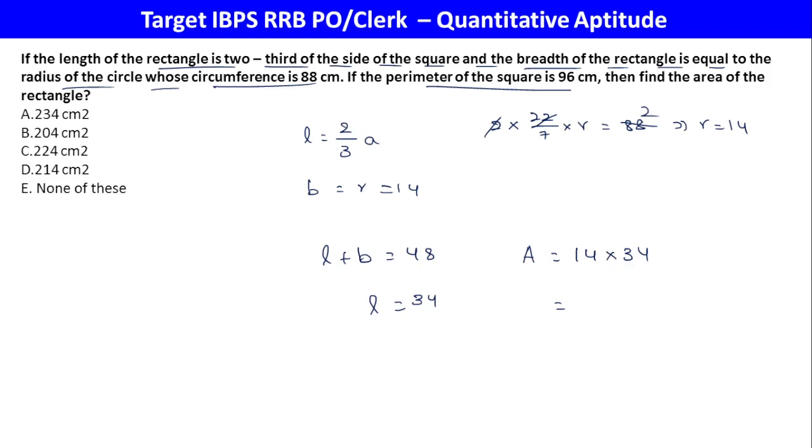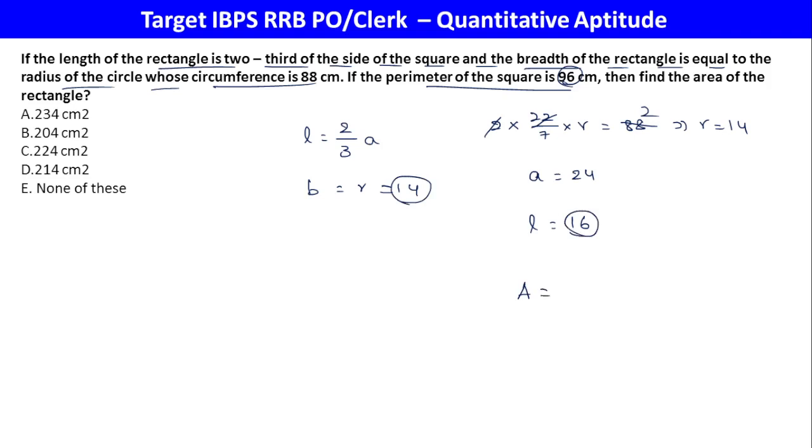Radius is 14, length plus breadth, perimeter is 96, sorry, perimeter of the square is 96. Perimeter of a square is 4A, so A is 24, 4 times 24 is 96. Length is 2/3 of that, which is 16. For the area we need length and breadth: 14 into 16.